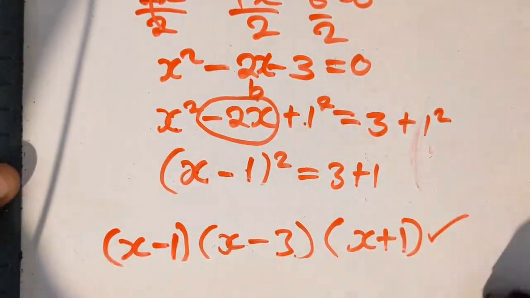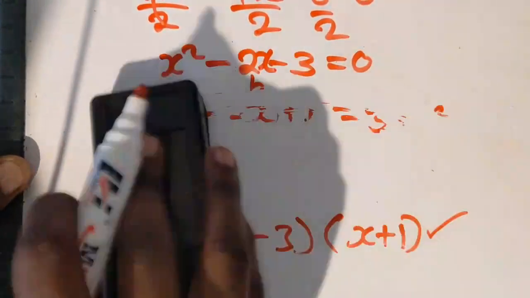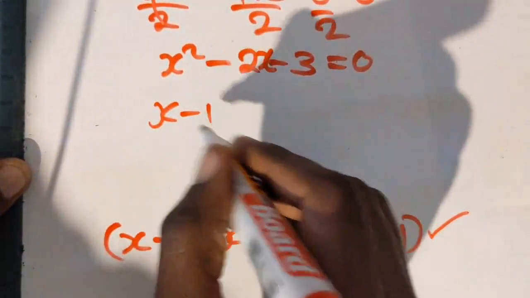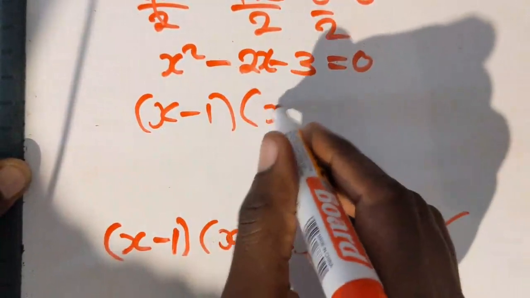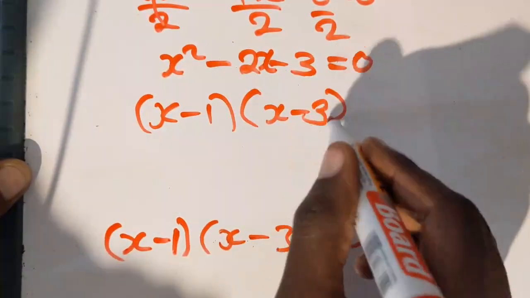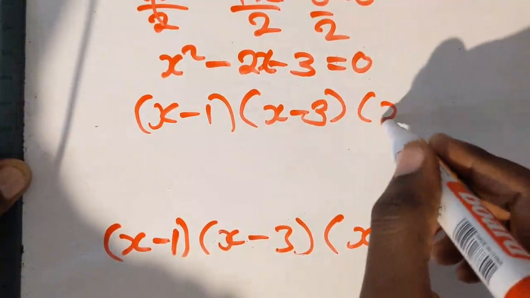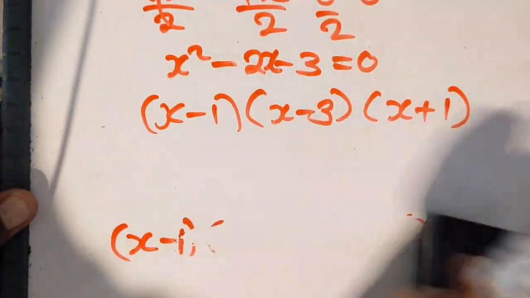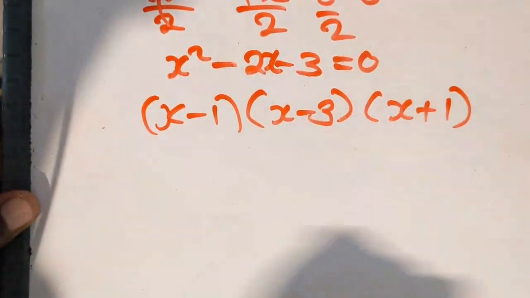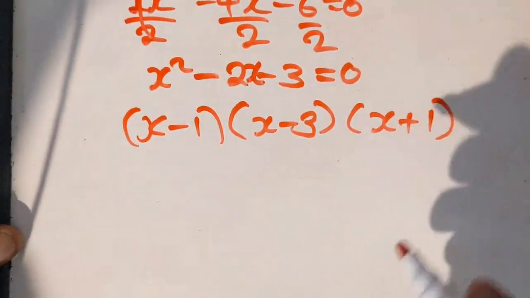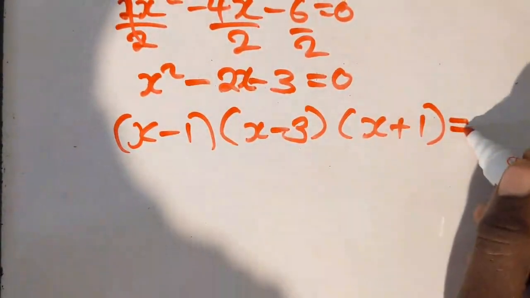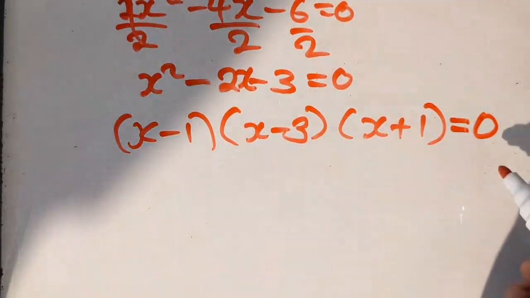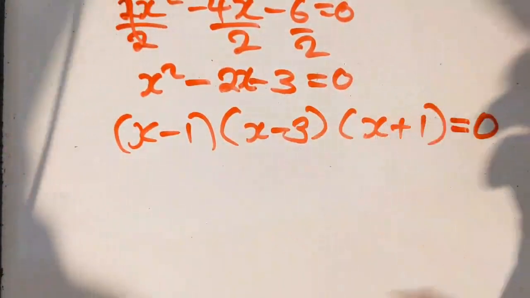Okay, but I'm just trying to clarify what I am trying to say. So this is x minus 1, then this is x minus 3, this is x plus 1. If you want to go back to that polynomial, when they are factors, they're supposed to give you 0. Let me just try to come back to that polynomial.